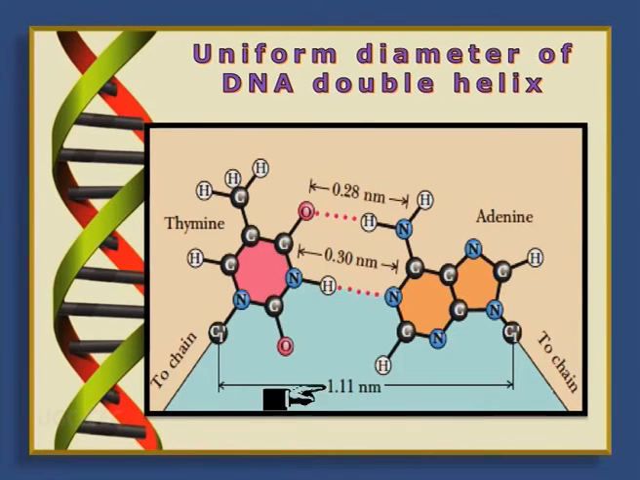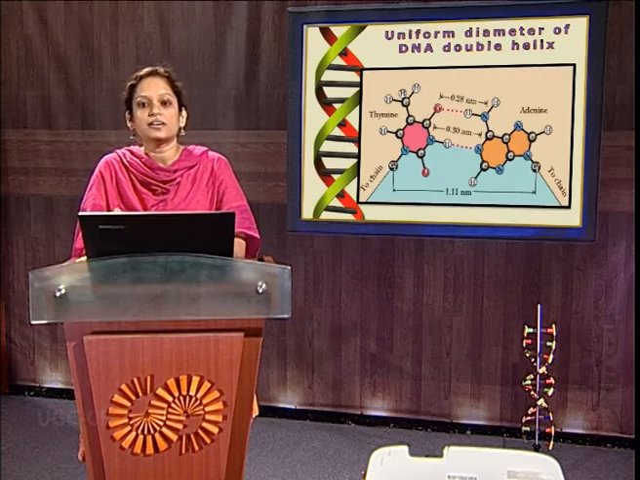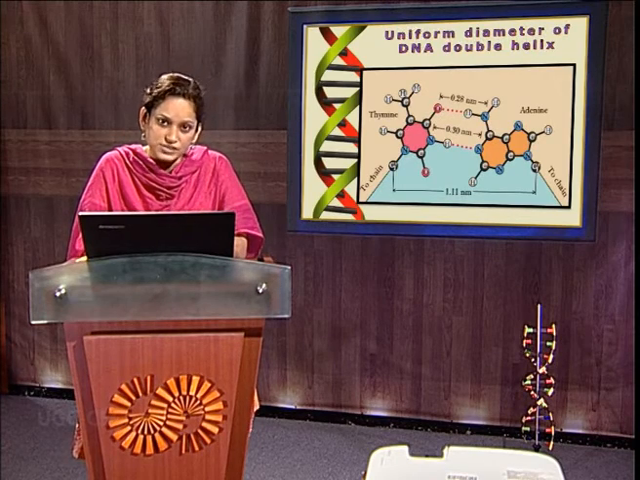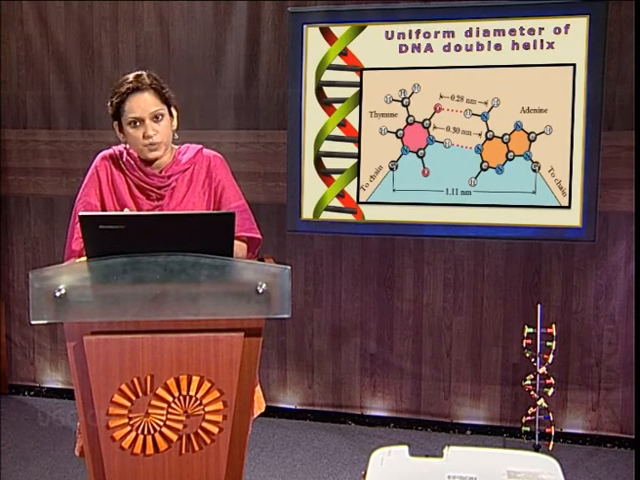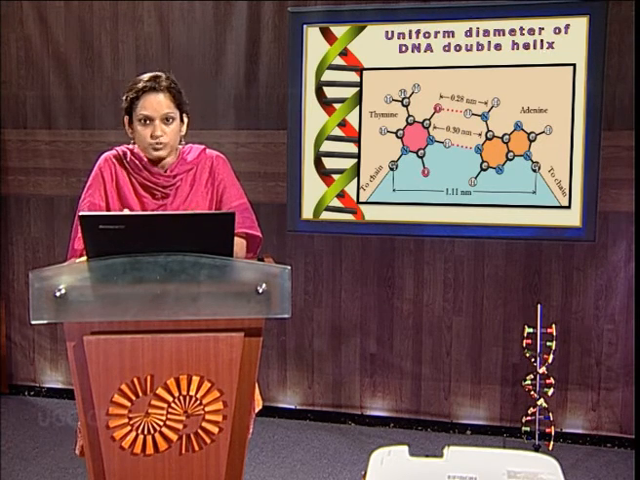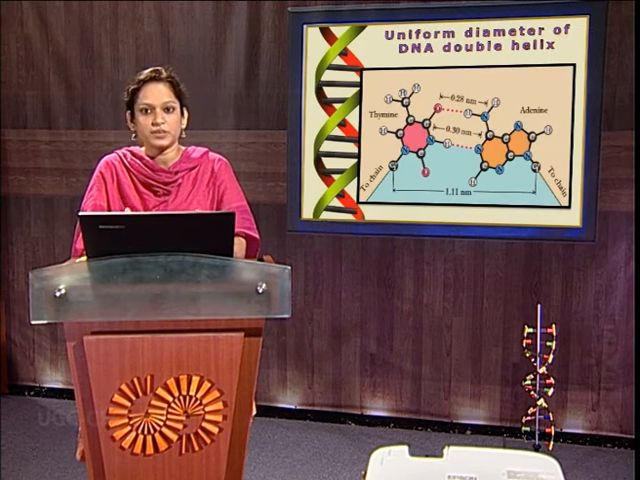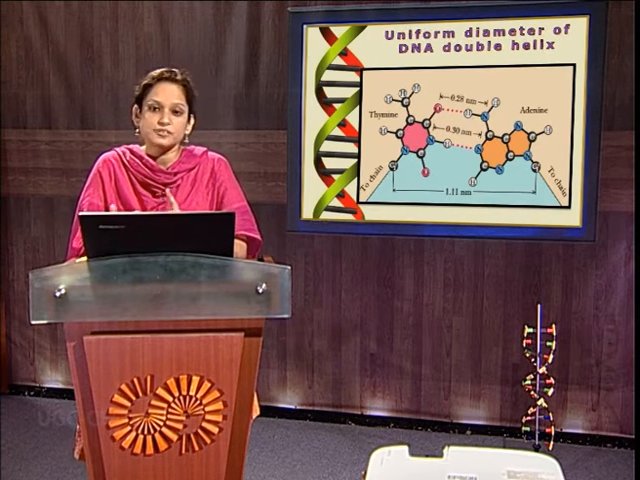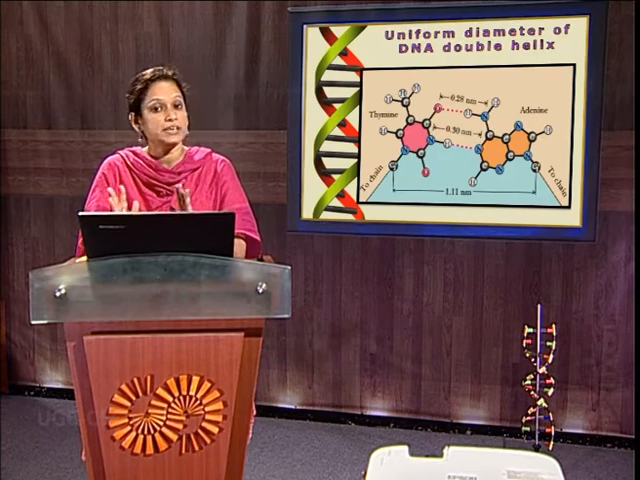It measures about 1.11 nanometer in length. This is because, for the proper formation of hydrogen bonds, an adenine always base pairs with thymine and a guanine always base pairs with cytosine. Thus, a purine always base pairs with a pyrimidine and a pyrimidine with a purine, making the diameter uniform throughout. Had a purine base paired with a purine or a pyrimidine base paired with a pyrimidine, this would not have been the case.